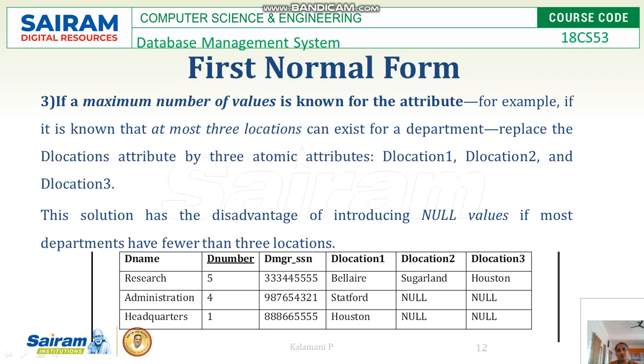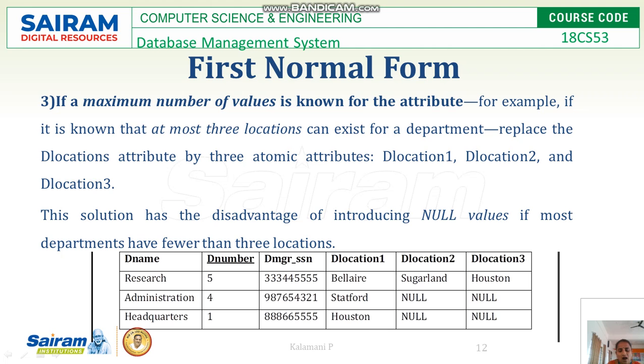Then the third method. The first one is splitting the table, the second one is expanding the key. The third method is, if we know the maximum number of values of the corresponding violating attribute, then we can make them separate attributes. For example, here the department location is violating the condition, and it takes a maximum of 3 values. So instead of making only one department location attribute, we will make it as dlocation 1, dlocation 2 and dlocation 3 separately. Then we can write the values. The research department is located in 3 different places: Bellaire, Sugarland and Houston. This is the third method.